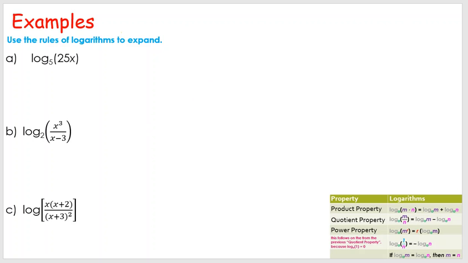Okay, hold on, I'm trying to find my mouse here. Okay, on this one, it says use the rules of logarithms to expand, and you notice we actually have bases on all of these. So we're going to be able to go ahead and calculate it as far as possible. So here I see that 25 and x are being multiplied. So I'm going to change that to addition. And I can do that because of the product property.